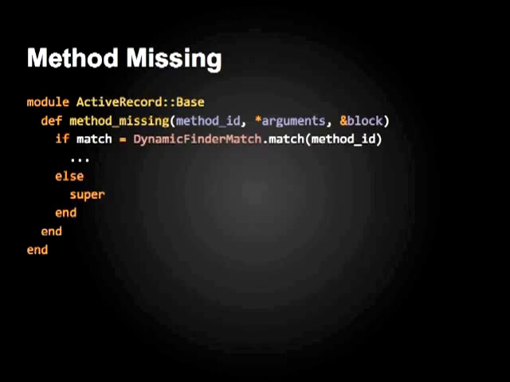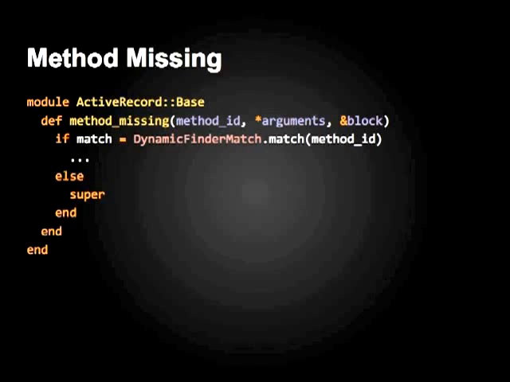Now, Active Record does something like this. Let's talk about some of the dynamic finders. If you have an Active Record class, technically something that inherits from ActiveRecord::Base, and it's a model, let's say a Shirt model, you call something like Shirt.find_all_by_color if you want to find all the blue shirts. What Active Record does is define method_missing. It takes a method ID, or method identifier, that's not a number, your arguments, and then optionally your block.